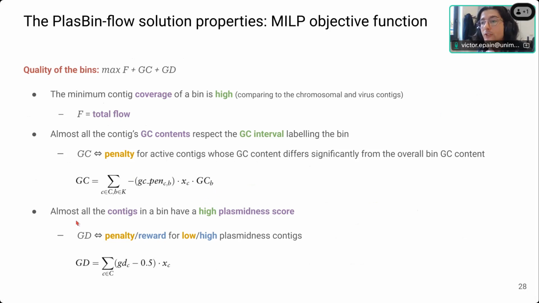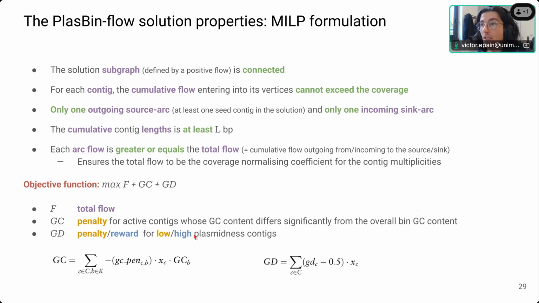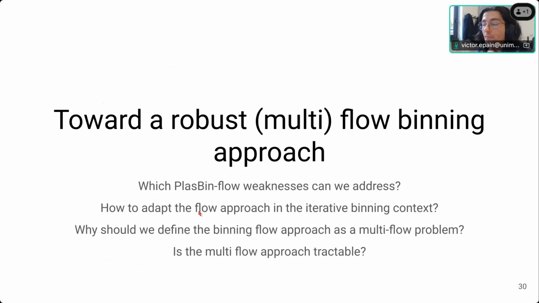The final quality: almost all the contigs in a bin have a high plasmidness score. This is quite easy to write because you have the term, which acts like either a penalty or a reward, depending on whether the contigs have a low or a high plasmidness. Okay. This is the whole property-based formulation.